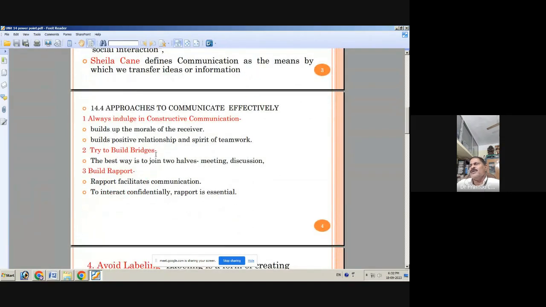The approaches of communication are always very constructive, and they build up the morale of the receiver, because if the communicator has no honesty, no morality, then automatically he will not communicate properly. It builds positive relationships and develops team spirit. And he should build the bridge.